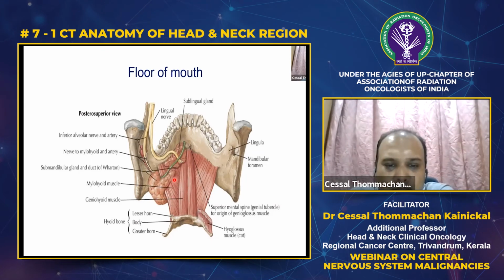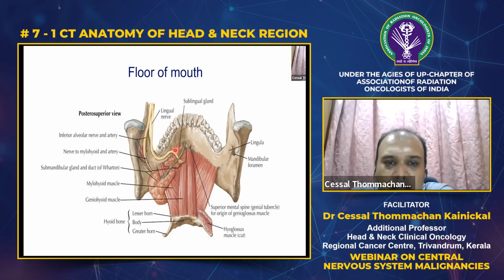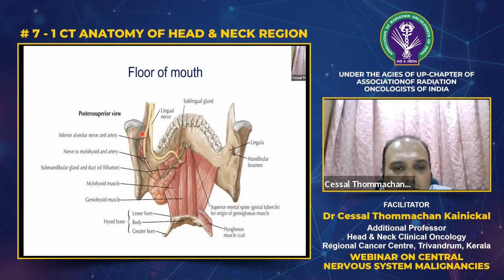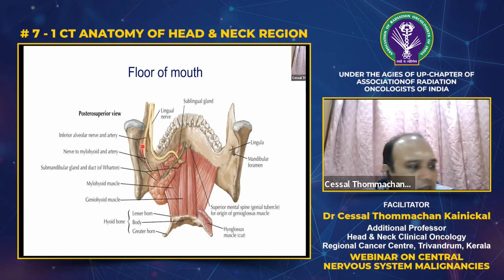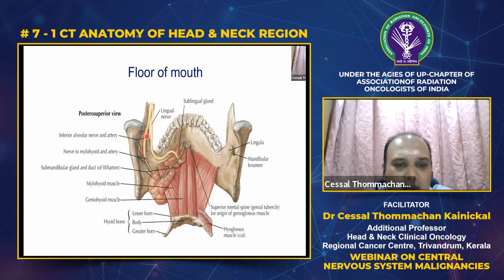You know that this is the sublingual space. The sublingual space contains the lingual nerve, the submandibular duct or Wharton's duct, then the sublingual gland, and also the lingual nerve, lingual artery, and lingual vein. You need to understand this area. This is the mandibular foramen. Two structures pass through it: the inferior alveolar nerve and the inferior alveolar artery.